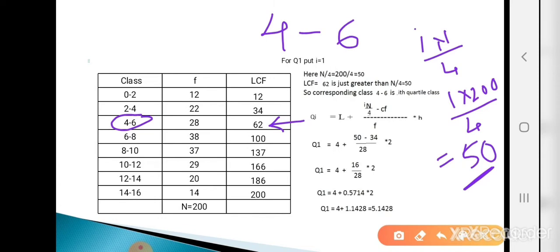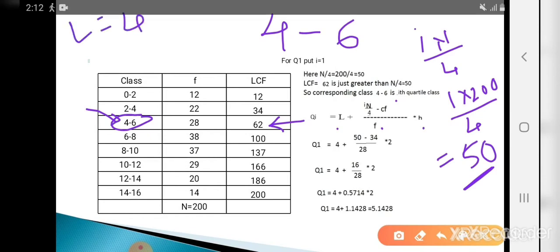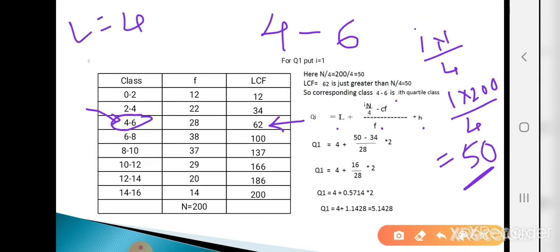So for the first quartile class, we need the value of L, that is the lower limit, CF, that is the LCF value before the quartile class, F, the frequency of the quartile class, and h, the class width. L is the lower limit of the first quartile class, so L value is 4. Now the second is iN divided by 4 value, which is 50. We already calculated that.